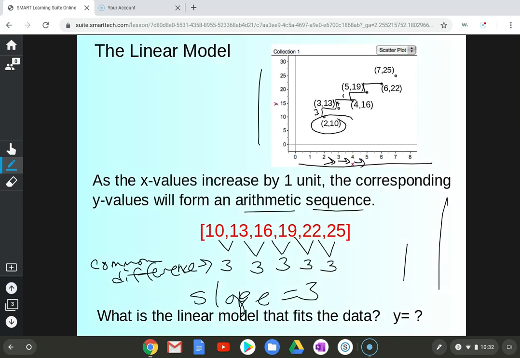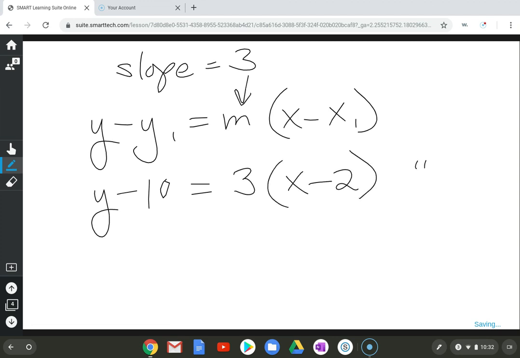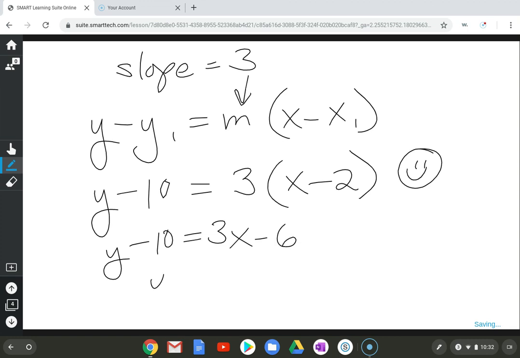So I'm going to use the point (2, 10) and say y minus 10 equals 3 times x minus 2. And this would be a perfectly good equation for this linear model. Now, if we want to clean it up and solve it for y, we could say y minus 10 equals 3x minus 6, and then add 10 to both sides, and you get y equals 3x plus 4, and that would be our linear model for that data.